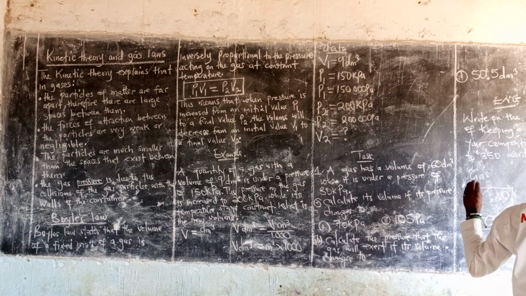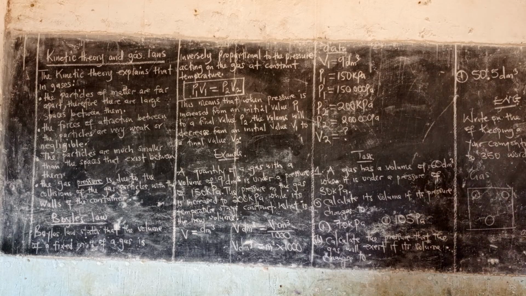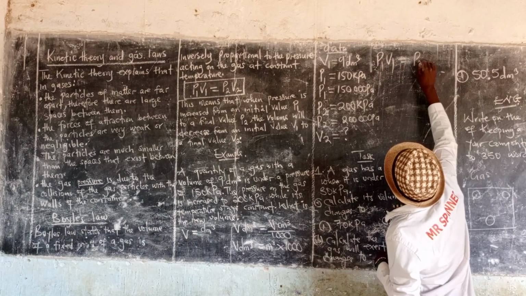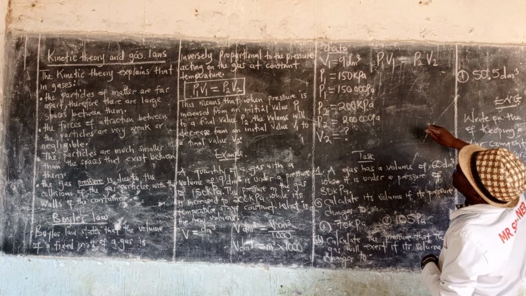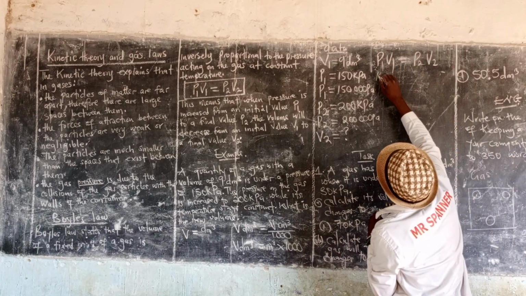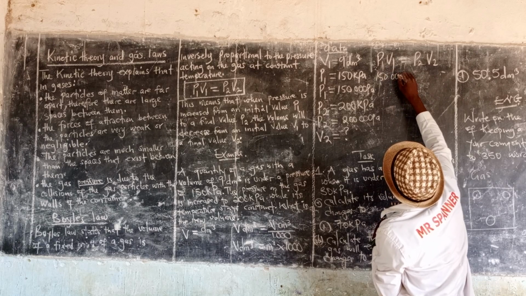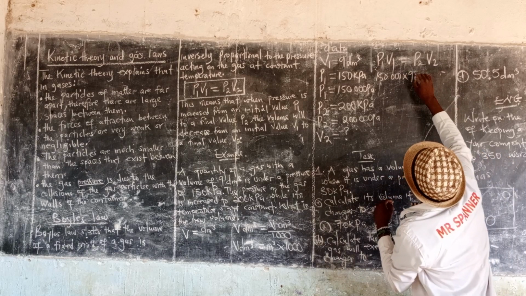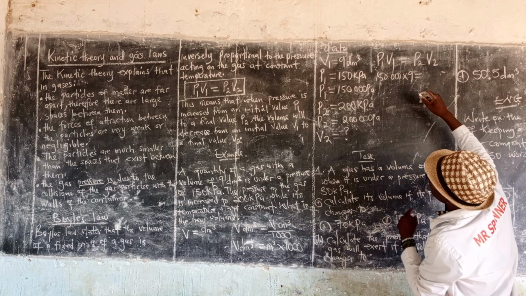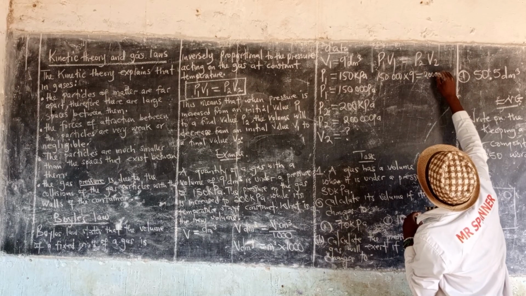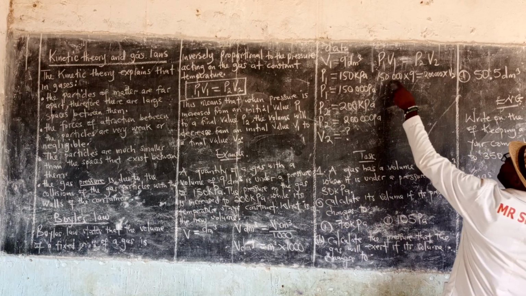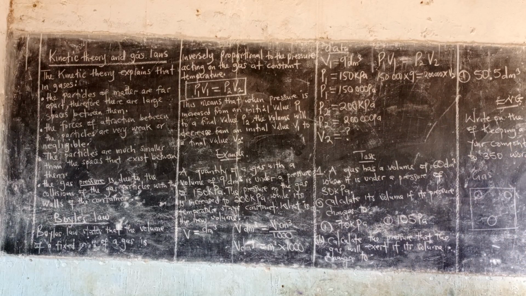Again, from the new question, we go to the formula. P1 V1 is equal to what? P2 V2. What is our P1? Our P1 is 150,000, multiplied by our V1, which is 9, is equal to our P2, which is 200,000, times V2. What is 150,000 times 9?